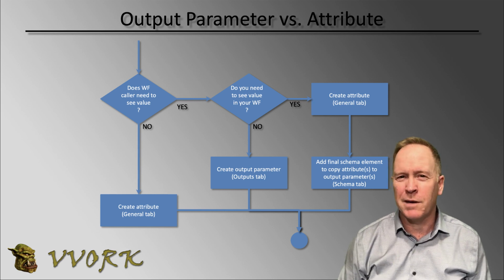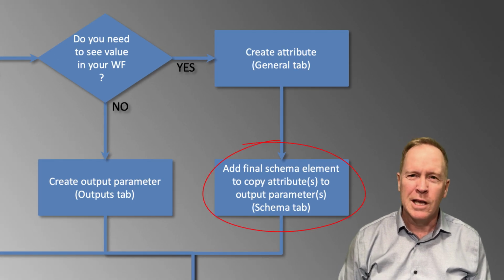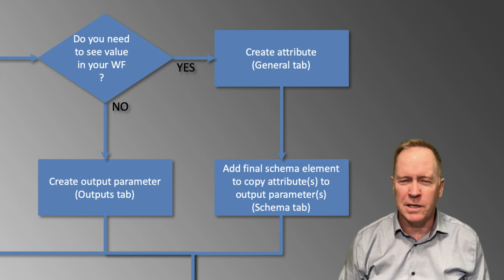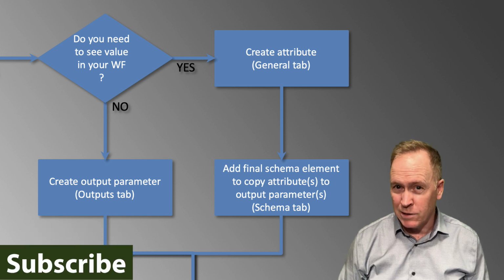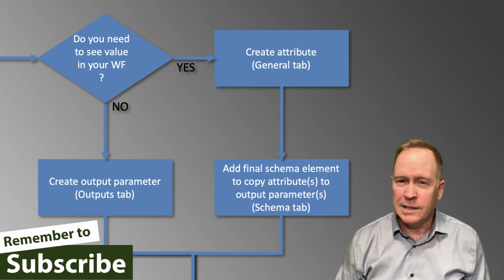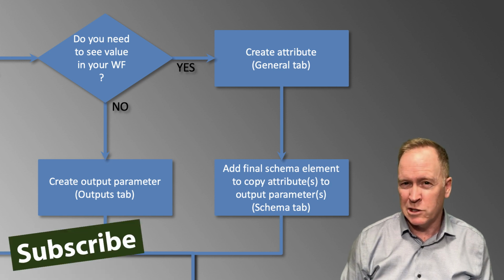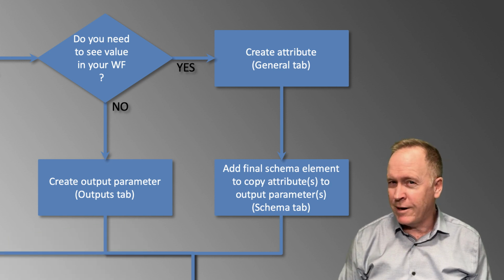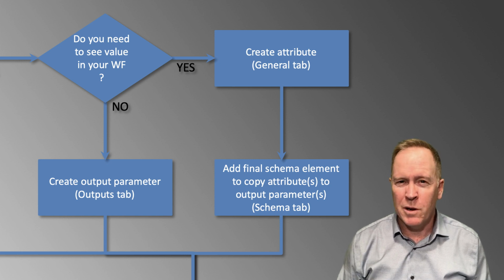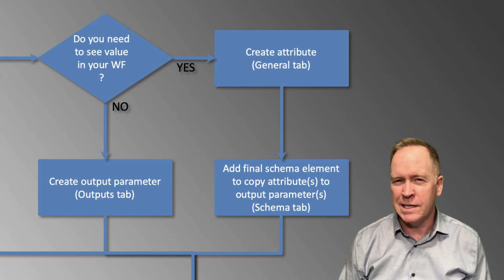But in this video, we're going to talk about what I was mentioning here in this lower right-hand corner of our flowchart. As you can see here, it says we're going to add a final schema element to copy attributes to output parameters. That's a common design pattern. Another common design pattern is adding a schema element, a scriptable task, at the beginning of your Orchestrator workflow to copy input parameters to attributes. Not all the input parameters, just the input parameters whose values we want to change. So again, 2 related design patterns, one that takes place at the beginning of your Orchestrator workflow, one that takes place at the end. Let's take a look at our lab environment and see how these design patterns work.